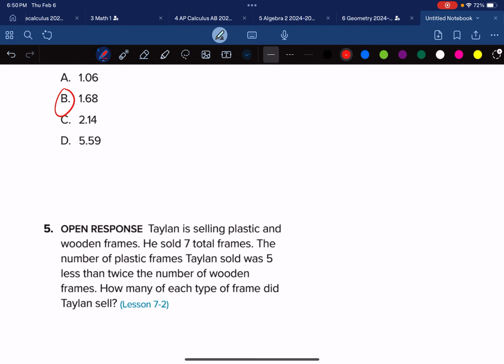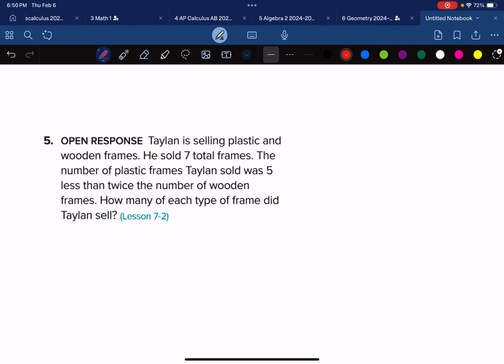Let's hide you away. In number 5, we have Talon selling plastic and wooden frames. This one is a little bit tricky. Usually with word problems, especially when we're dealing with a system of linear equations, I typically start at the very end: how many of each type of frame did Talon sell? Okay, so that means that my final answer will have a frame of each type. So I'll have one variable for one type of frame, one variable for the other type.